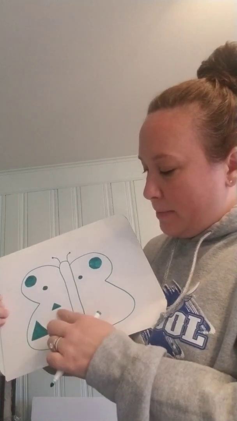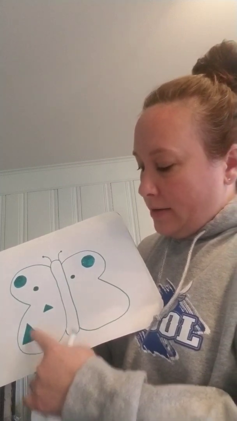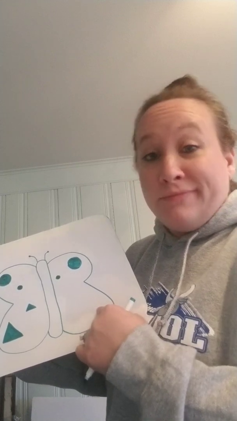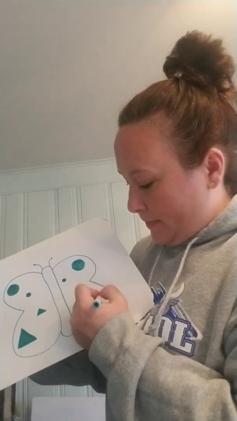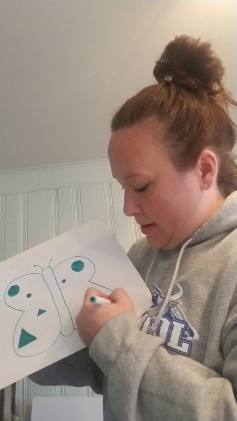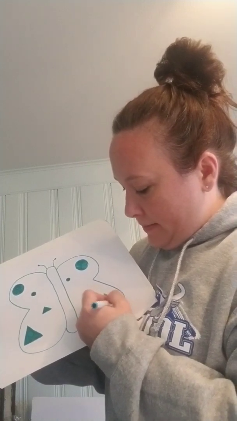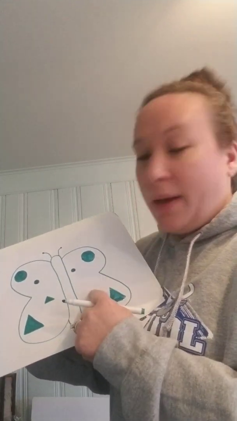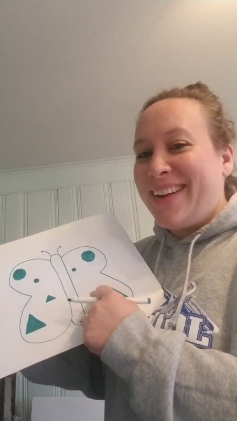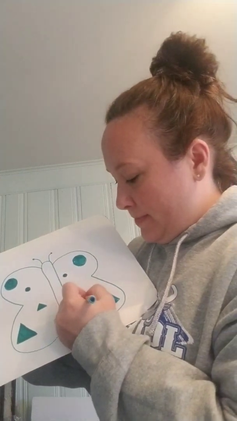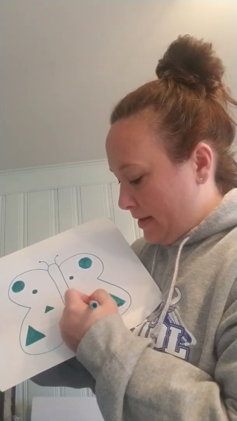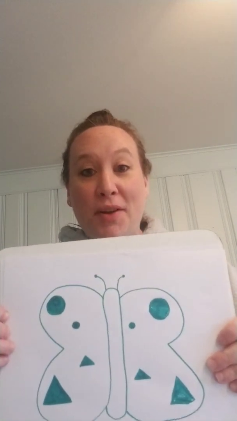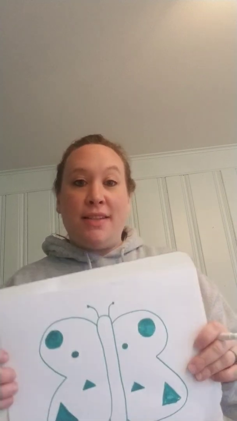Okay, now let's look at the bottom half. Big triangle, little triangle. So what shape am I going to draw down here? You're right, the big triangle. And what shape do you think I'm going to put right here? You got it, the little triangle. We have now made this butterfly's wings symmetrical. So now let's talk about your activity for today.